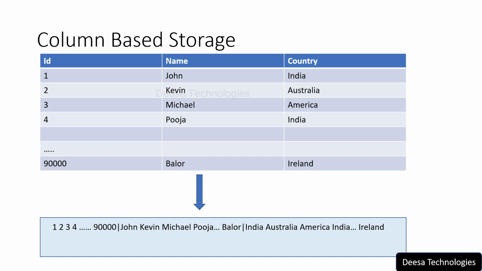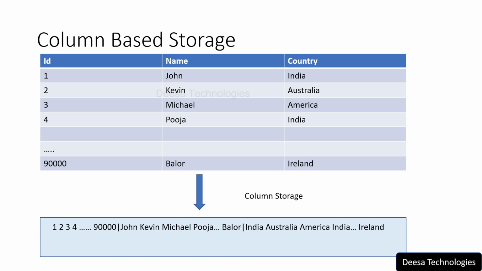Then it will take all the data from the second column and store it like this. As you can see, John, Kevin, Michael, all this data is stored next. Then it will go and store all the data from the other columns. So this way it will continue. Basically it will fetch all the data of a particular column and store it, and then the next column, and then the next column.